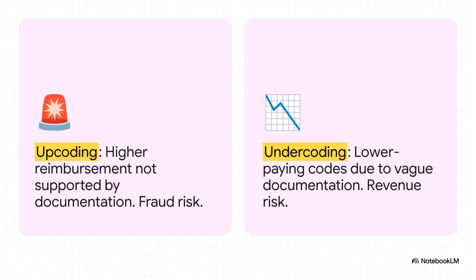But on the exact opposite side, you have undercoding. This is the quiet, invisible financial devastation of a hospital. It happens when vague documentation leads to lower paying codes, which drains revenue and artificially tanks the hospital's case mix index. Your CDI teams exist specifically to find that perfect ethical optimization right between those two extremes.